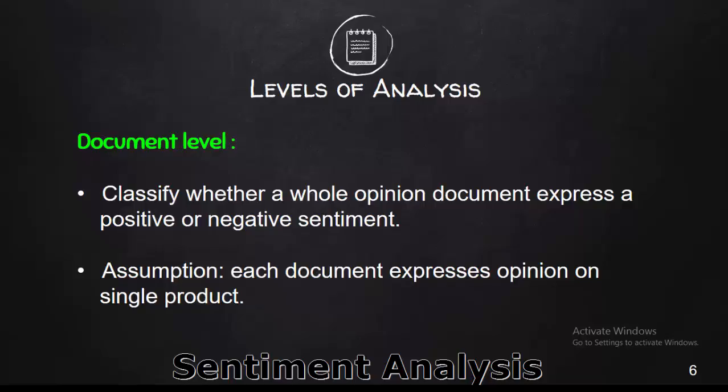Now let me introduce the levels of analysis. First is document level. In document level, it will classify whether a whole opinion document expresses a positive or negative sentiment. As I said earlier, if we have a document of a product review, it will classify it. So it is document level analysis, and it will tell whether the document has positive or negative sentiment.